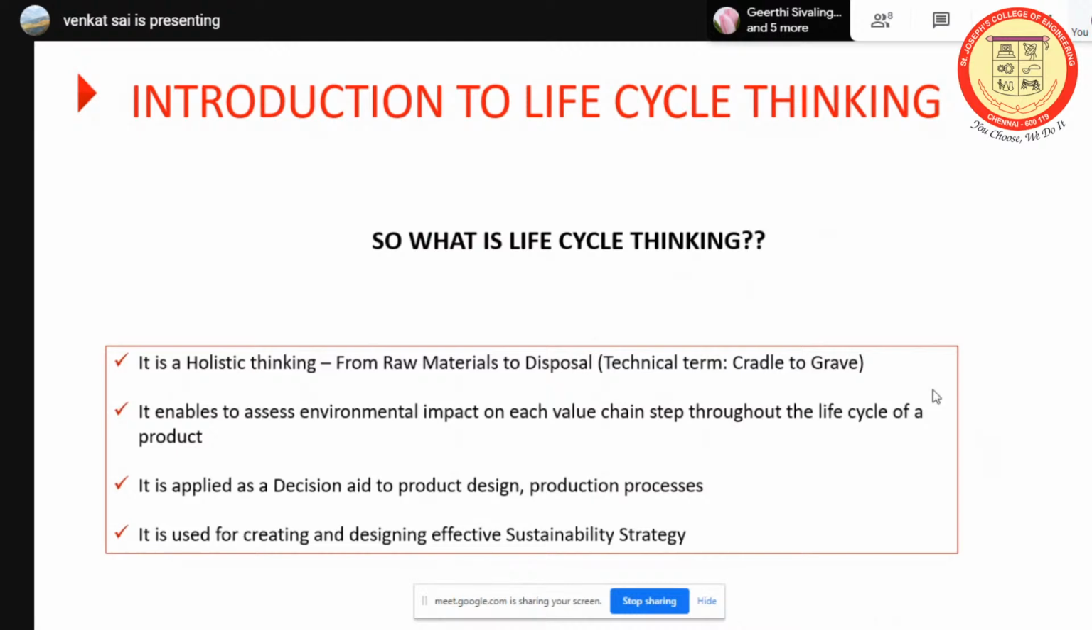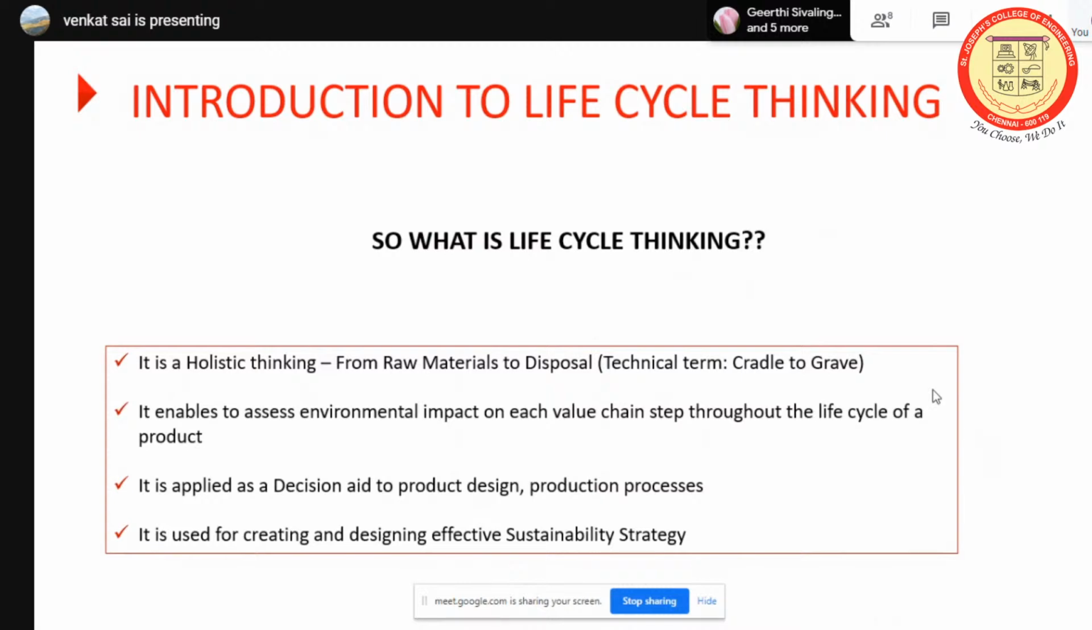However, I know I still owe you a brief definition, and therefore, based on what we just discussed, at the end of the day, what is life cycle thinking? It is a technical skill, true. However, it is a form of thinking. What is it? It is a holistic thinking from raw materials to disposal. If you want to know the technical term, then yes, we call this cradle to grave. What does it do? It enables you to assess the environmental impact of each segment or each value chain step throughout the life cycle of a product.